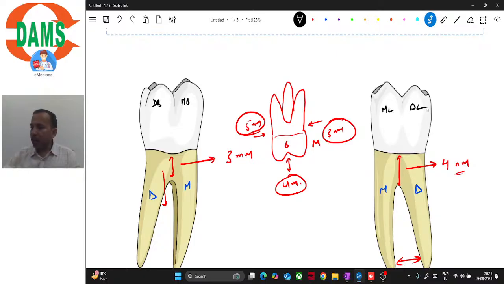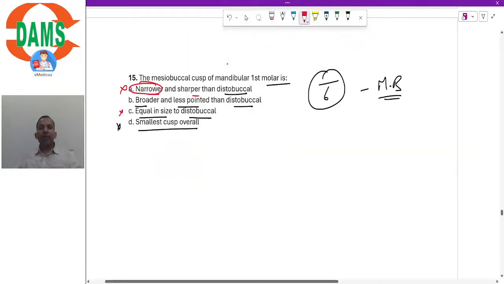Mesiolingual, distolingual cusp. What do we notice here is that the mesiobuccal cusp is larger and it has an obtuse cusp angle, isn't it? Whereas the distobuccal cusp has a cusp angle of almost 90 degrees, right? So it is broader and less pointed. So option B is the correct answer.